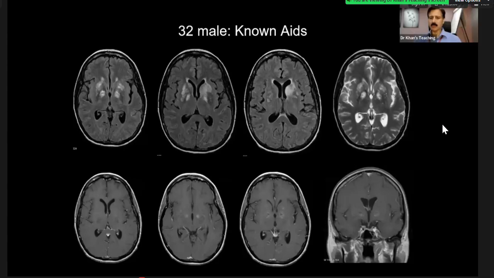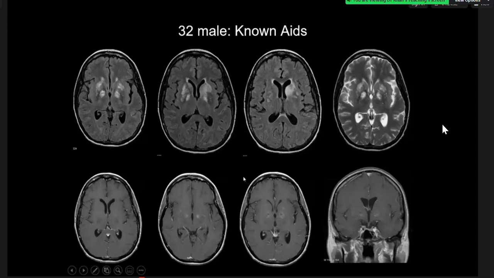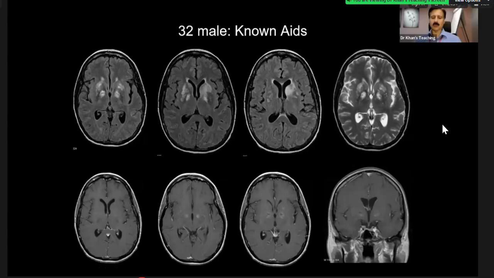Hint: anatomy. My hint is anatomy. Anything comes to your mind? So I can see the lentiform nucleus is involved on the right side, and also the internal capsule, bilaterally. Yeah, a bilateral symmetrical type of finding. Anything comes to your mind? No.